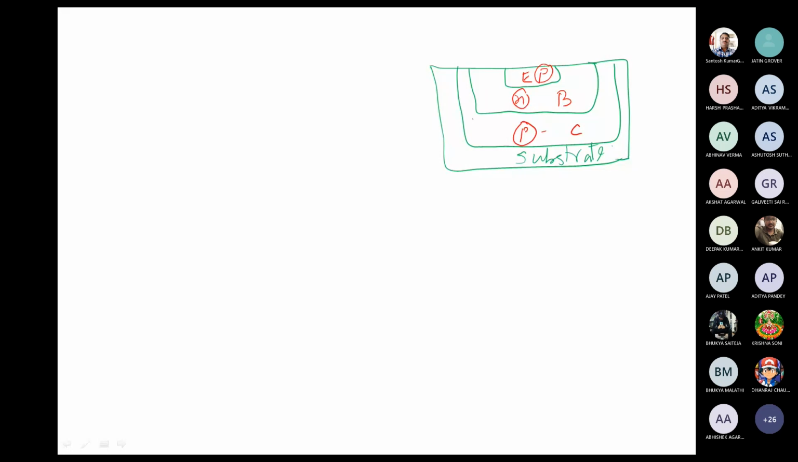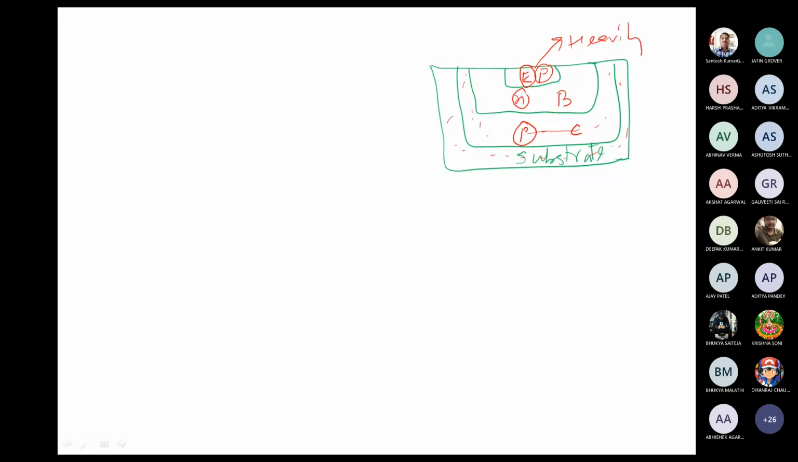So we may have a p substrate here. We may have a p substrate which is lightly doped. We may put a region here which is heavily doped, little higher than this. Whereas we have this base here which is moderately doped, and this emitter region is heavily doped actually.